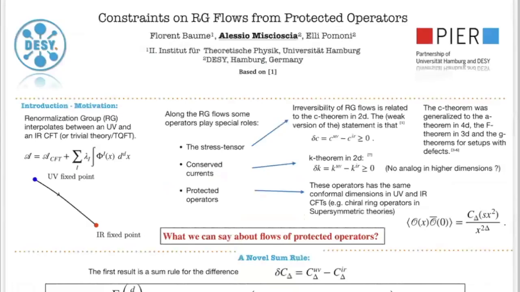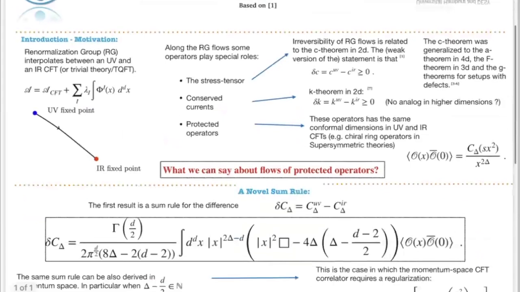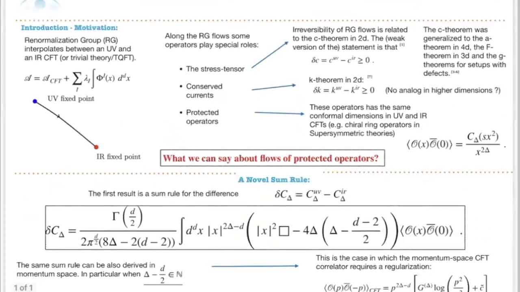This poster is about the constraints on RG flow from protected operators and is based on a paper published in September 2024 with Florian Baume and Elli Pomoni, Hamburg University and DESY. And the idea is to track a special operator along RG flow.